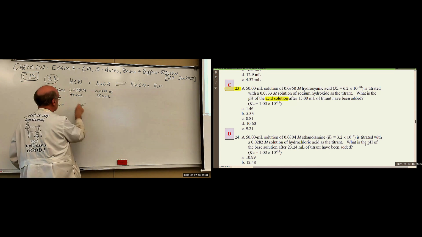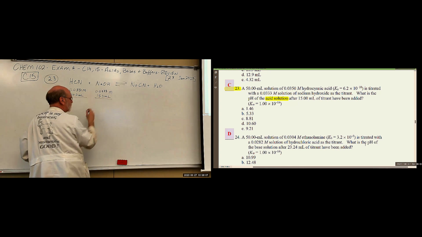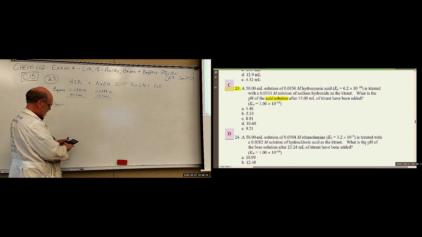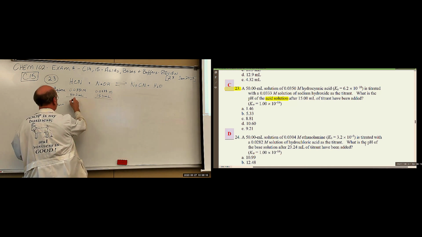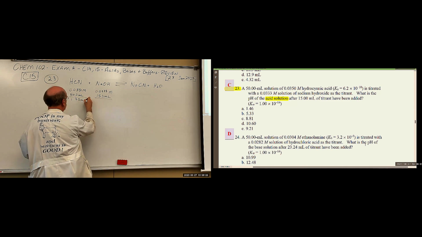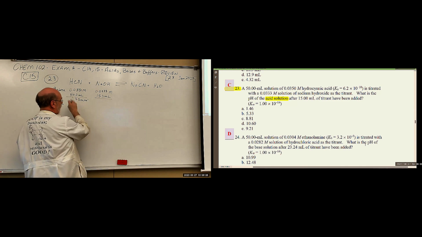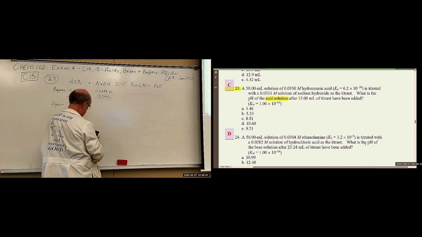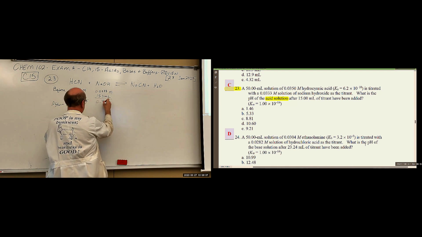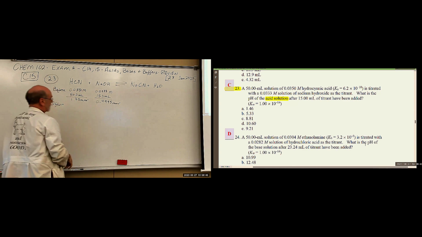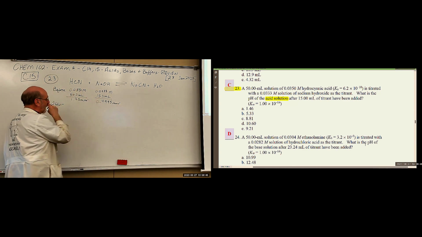Well, how many moles of this do we have here? Or millimoles, that'd be easier to calculate. 0.035 times 50 is 1.75 millimoles. And this is one hydroxyl and one hydrogen, so the stoichiometry is 1 to 1. And then 0.0333 times 15 is 0.4995 millimoles.